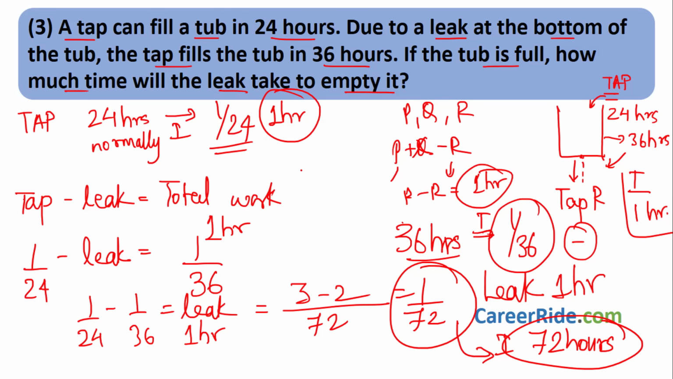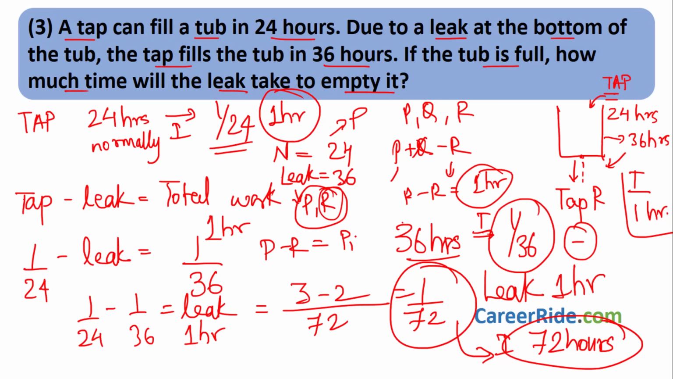You can look at it this way: normally the tank gets filled in 24 hours, but due to the leak, that is the tap is open as well as the leak is open, it gets filled in 36 hours. Let's take the example of P, Q and R. This is the work done by tap P, and the leak is nothing but tap R. So due to the leak, when it takes 36 hours for the tub to get filled, this is nothing but the work done by P and R together, and we have to find out how much is the work done by R. What do we do? P minus R, the work done by P and R together.